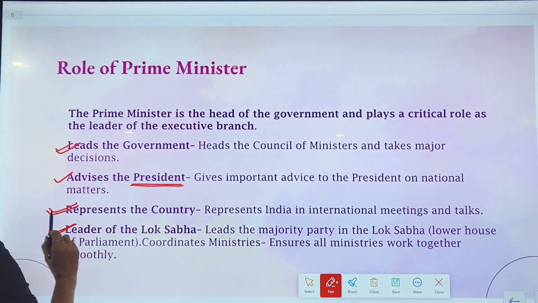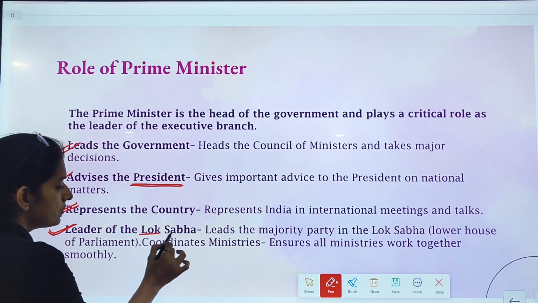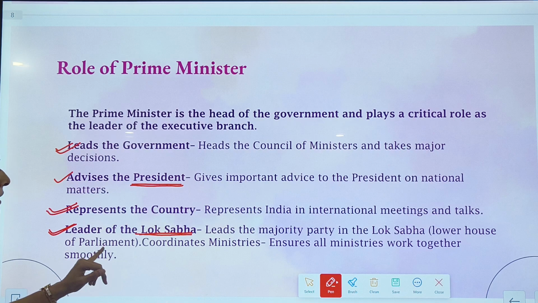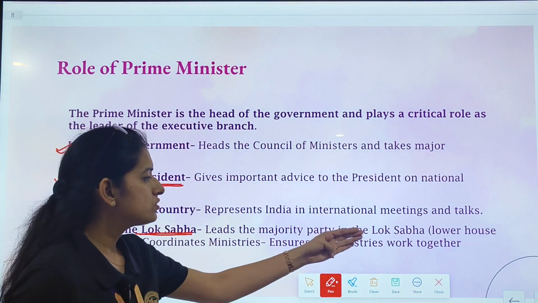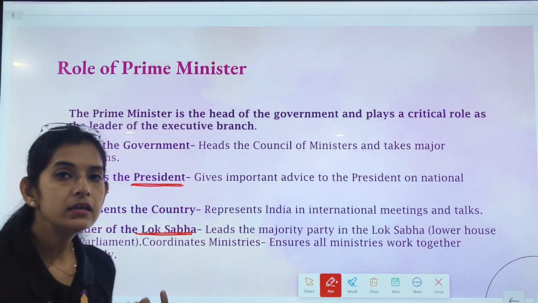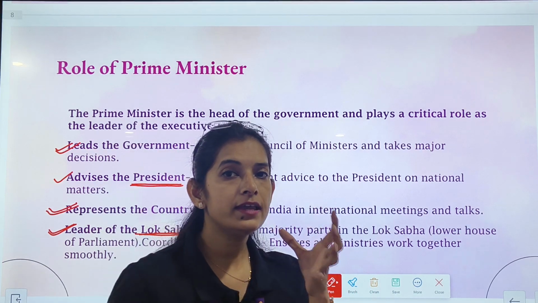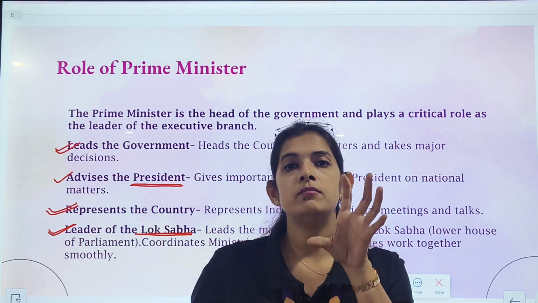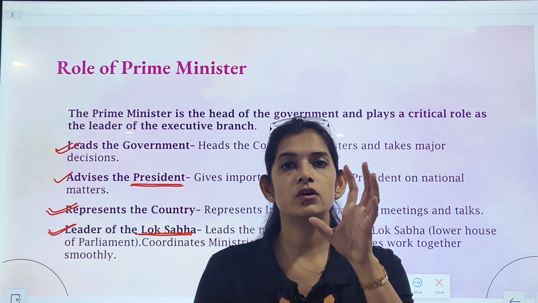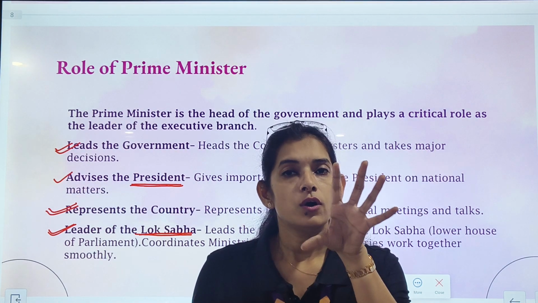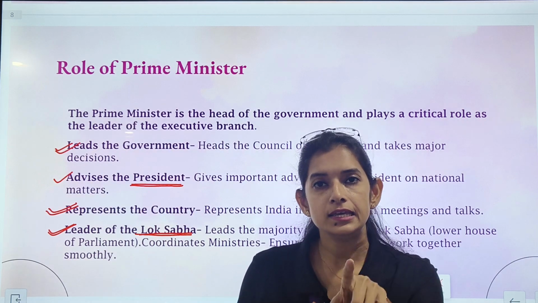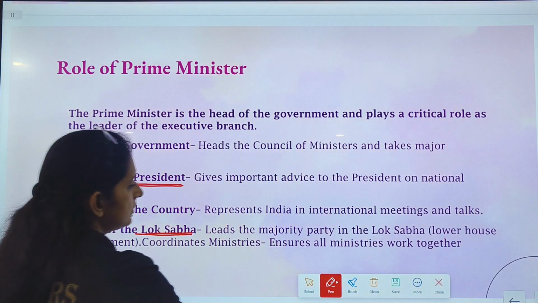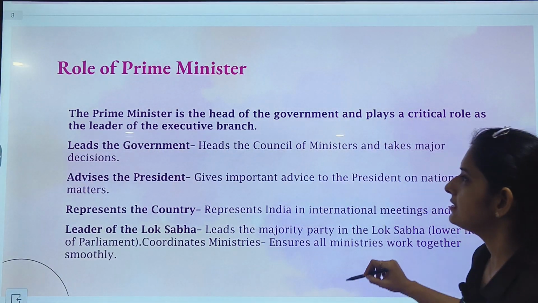Clear? So, PM is actually the leader of Lok Sabha. It leads the majority party in Lok Sabha, that is the lower house of the parliament. It coordinates meetings, ensures all the ministries work together smoothly. That is, if any of the ministries is not able to do their work properly, who would be asking whether the work is done on a timely basis properly or not? He is the Prime Minister. Clear, my dear? Moving to the next slide.